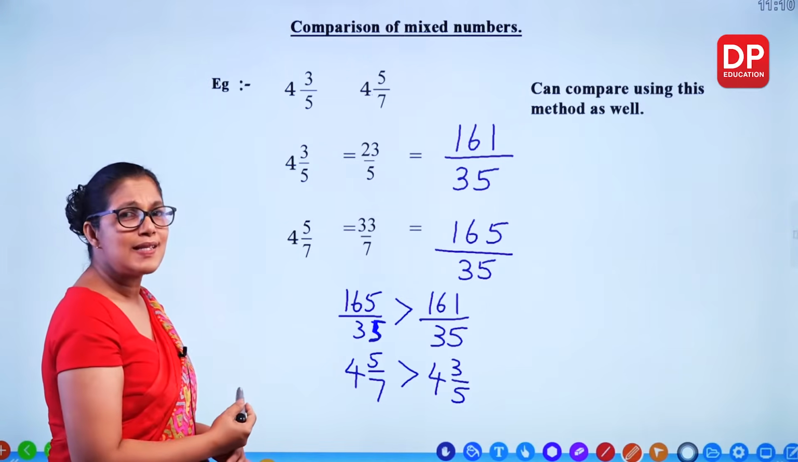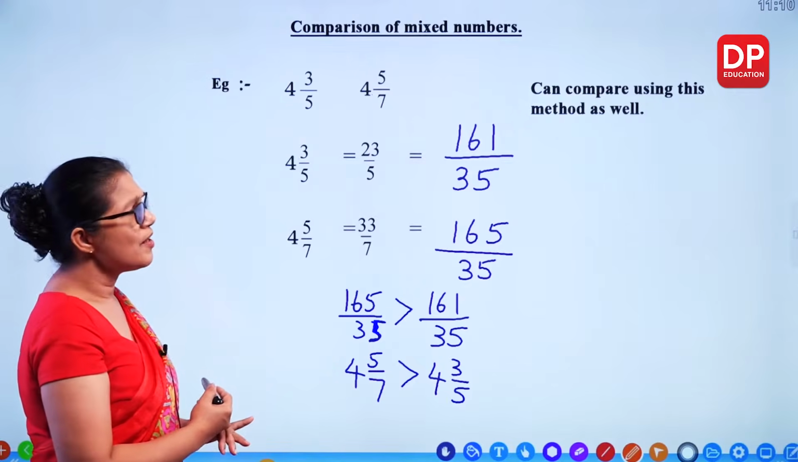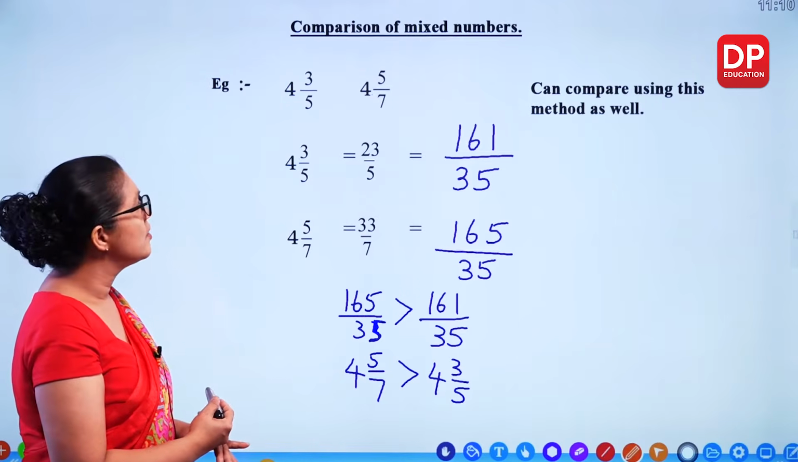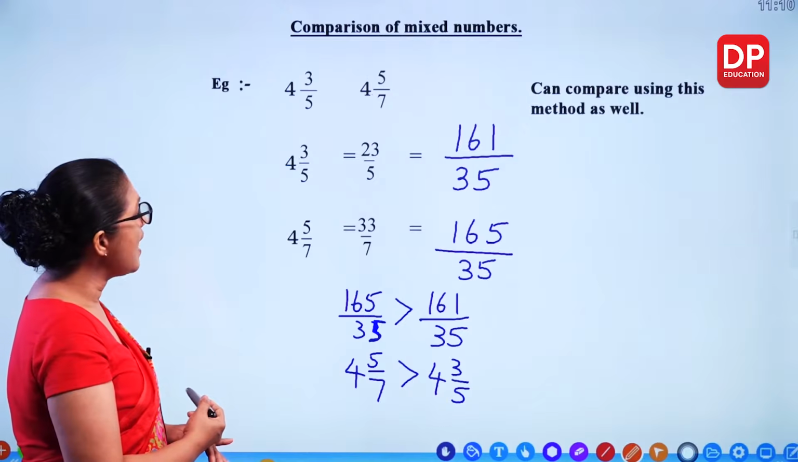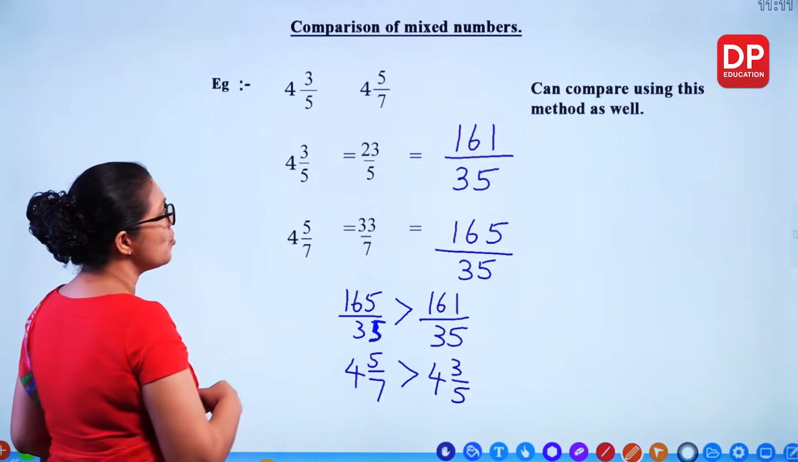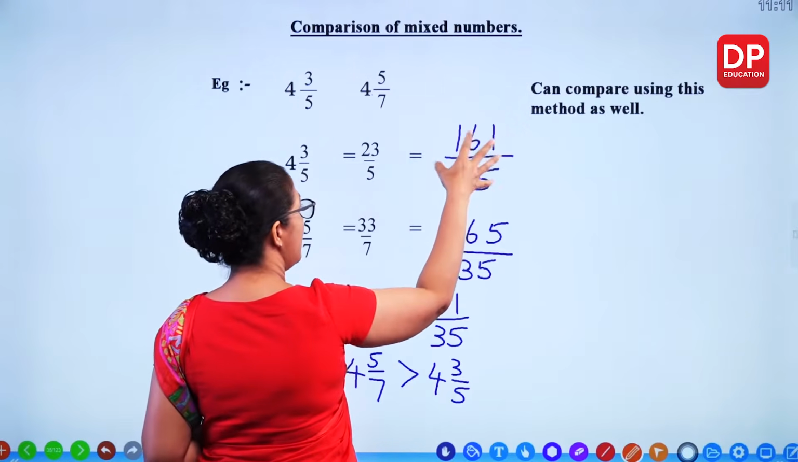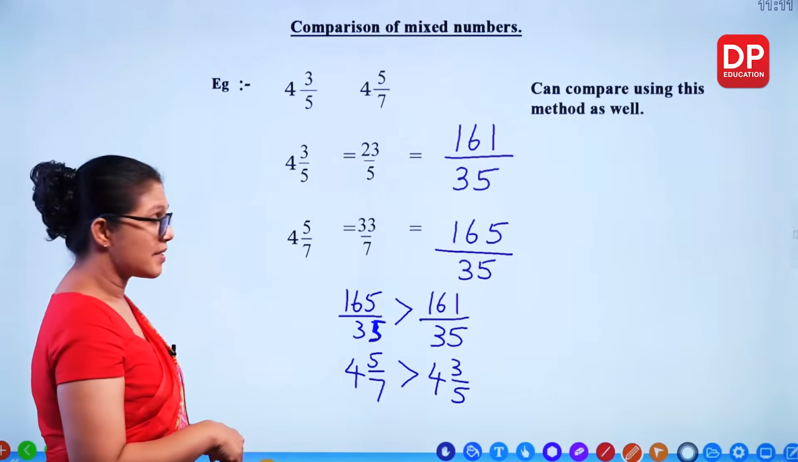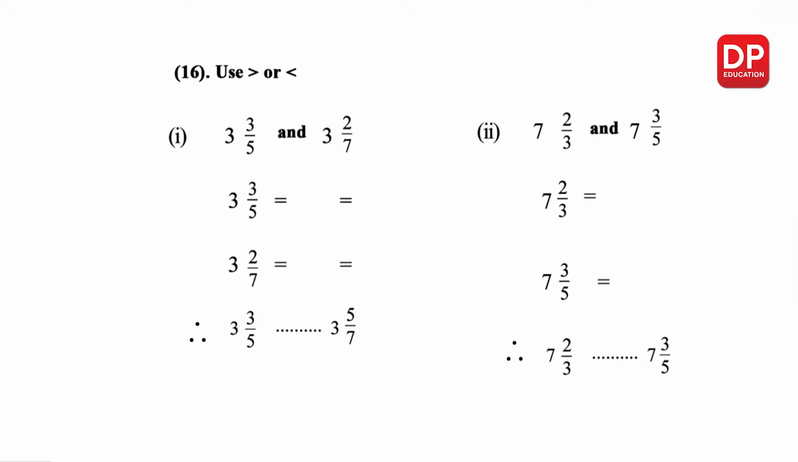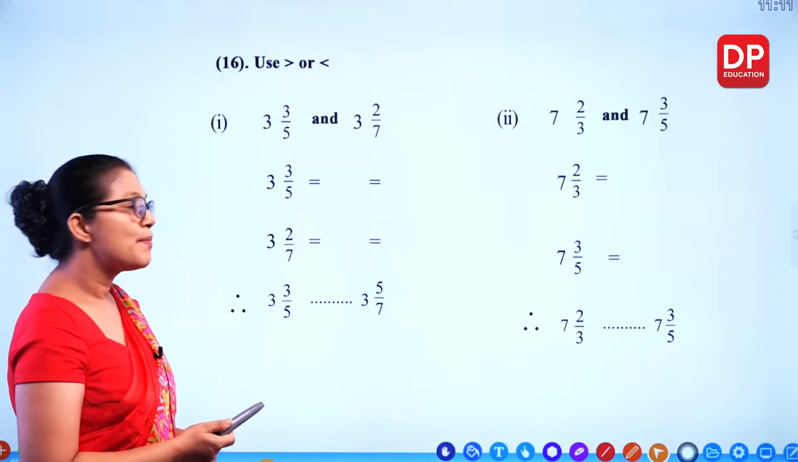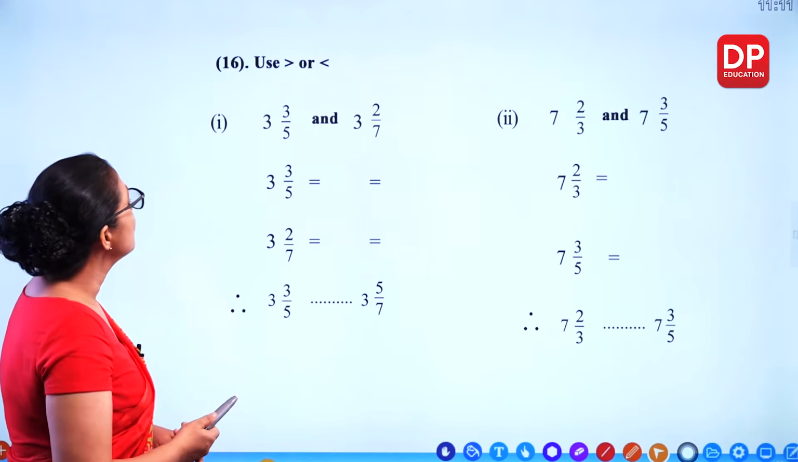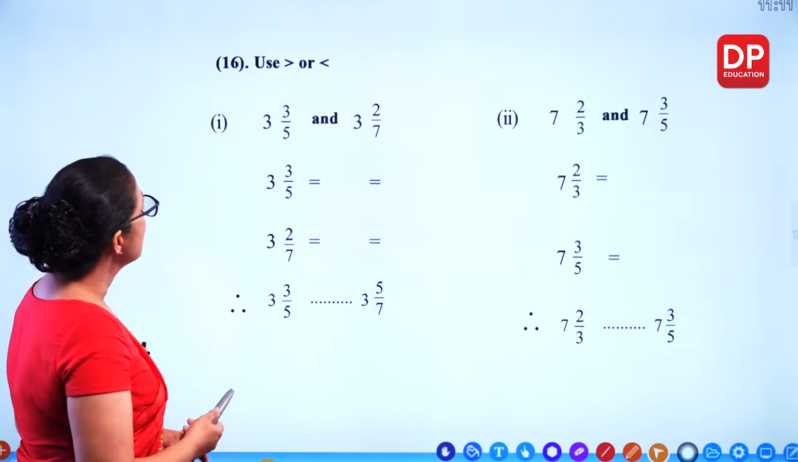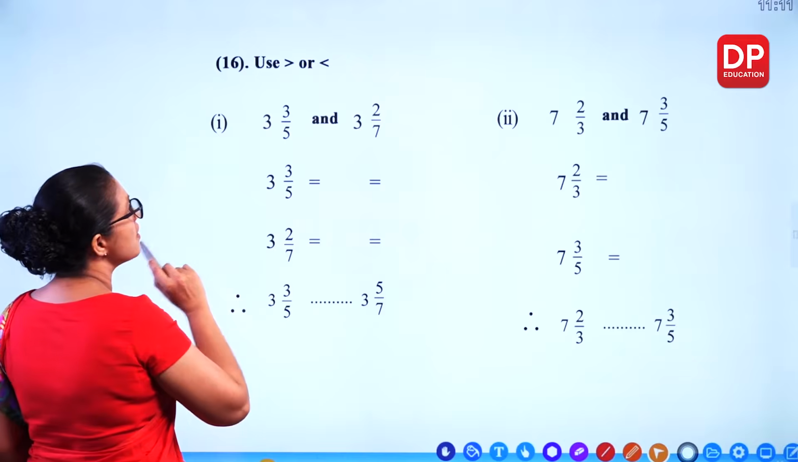So which one is easy, using this method or the previous method? The previous method is easier than this method, because you get big numbers here and you have to multiply big numbers. Look at this one. Use greater than or equal. So we'll practice the previous method, converting to improper fractions.